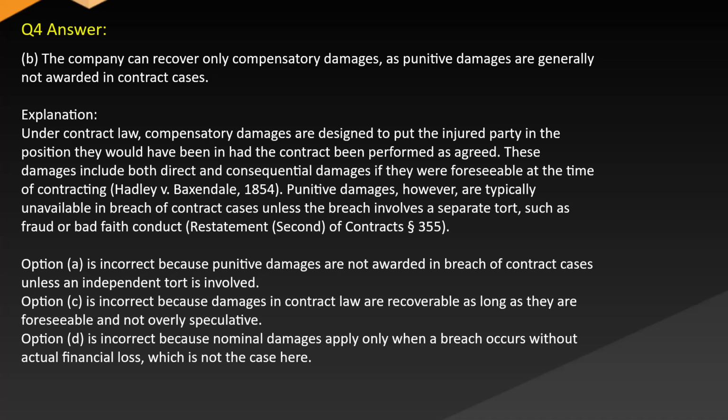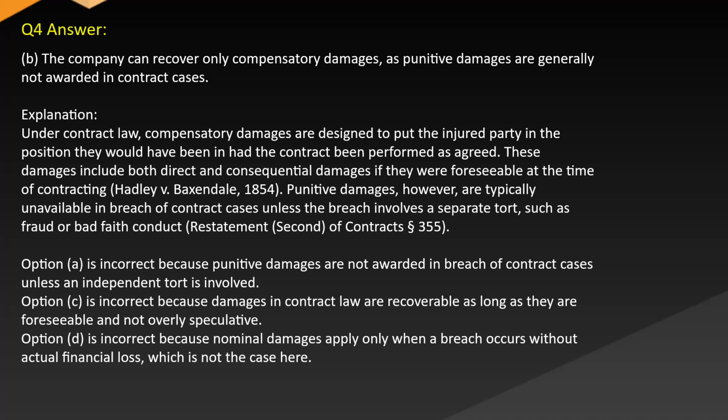Answer. B. The company can recover only compensatory damages, as punitive damages are generally not awarded in contract cases. Explanation. Under contract law, compensatory damages are designed to put the injured party in the position they would have been in had the contract been performed as agreed. These damages include both direct and consequential damages if they were foreseeable at the time of contracting. Hadley v. Baxendale, 1854. Punitive damages, however, are typically unavailable in breach of contract cases unless the breach involves a separate tort such as fraud or bad faith conduct.